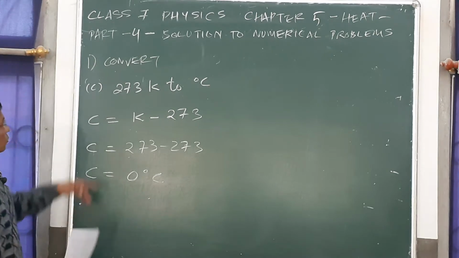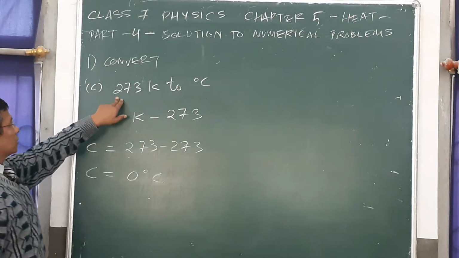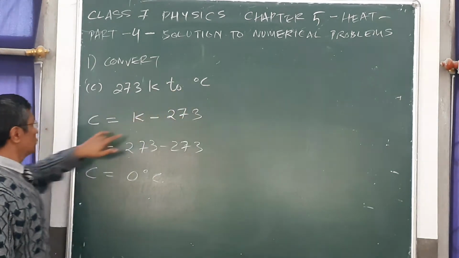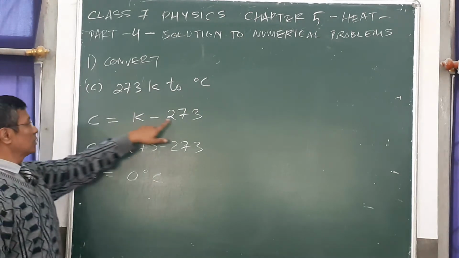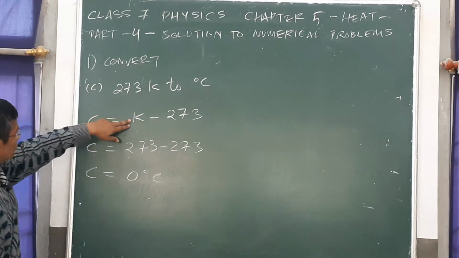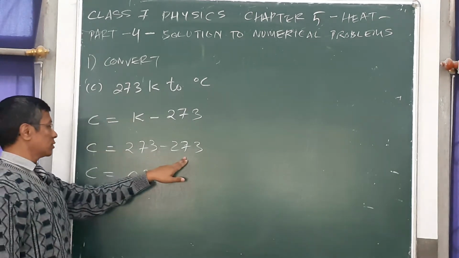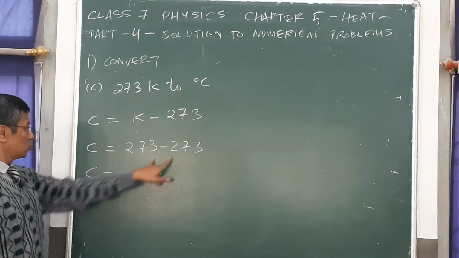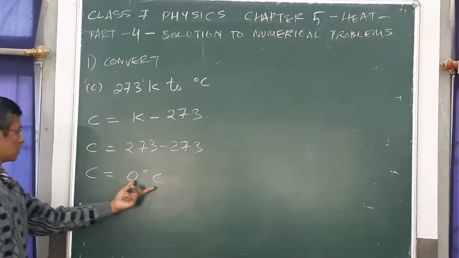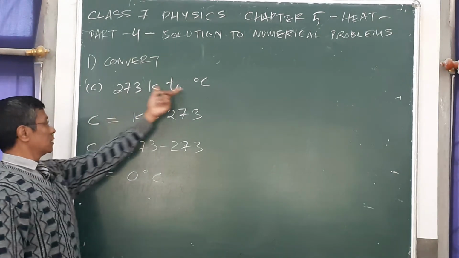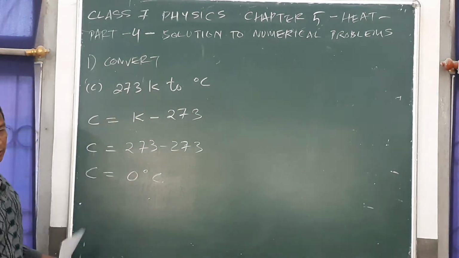So, once again, we are learning how to convert from 273 Kelvin to centigrade. We use the formula C is equal to K minus 273. So, in place of K, we put the value that is given in the question as 273 minus 273. So, if you subtract these two, we will get the value 0. So, when we convert 273 into Celsius, we will get 0 degrees Celsius.